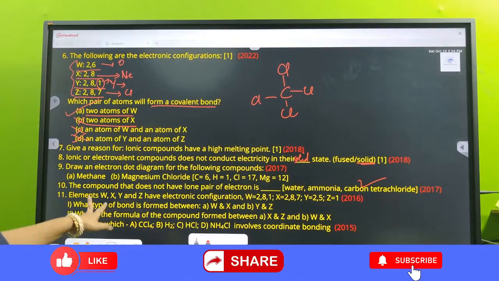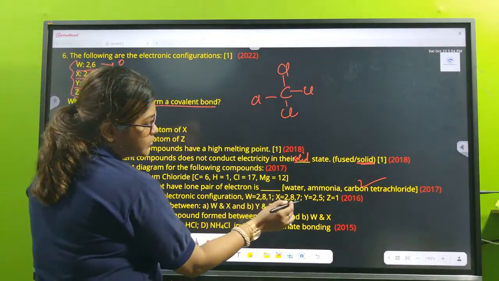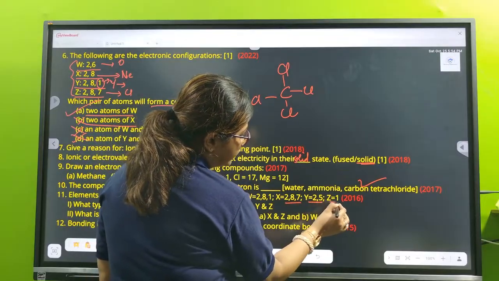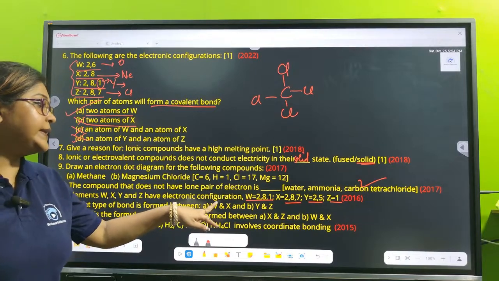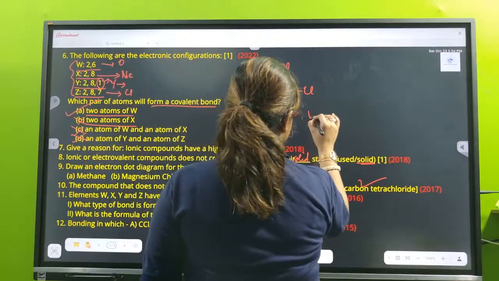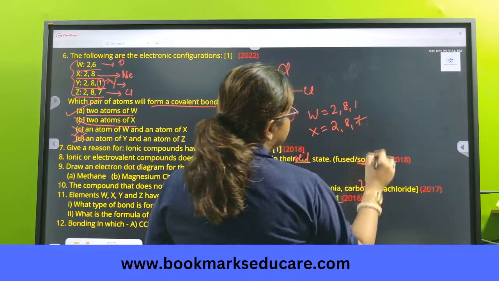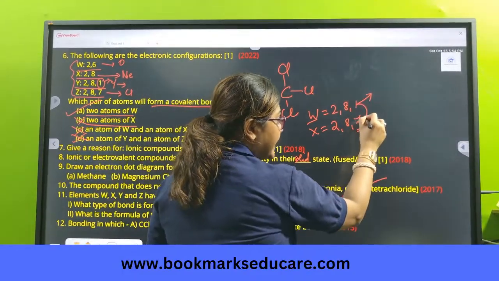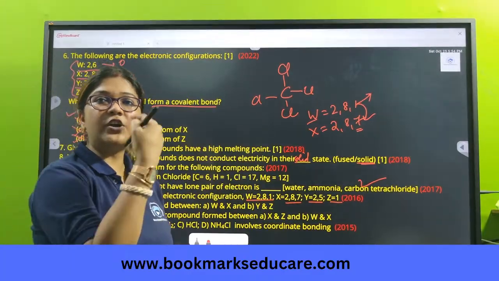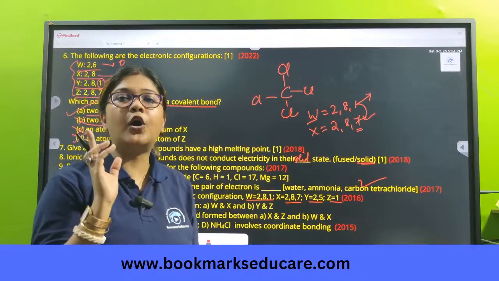Next, again that is a typical example where the electronic configurations are given. W is 2, 8, 1, X is 2, 8, 7, Y is 2, 5, Z is 1. What type of bond is formed between W and X? Now W is 2, 8, 1, X is 2, 8, 7. So this will try to get rid of one electron, and this will try to gain this one electron. So transfer of electron is taking place, therefore the bond in WX is an ionic or electrovalent bond.